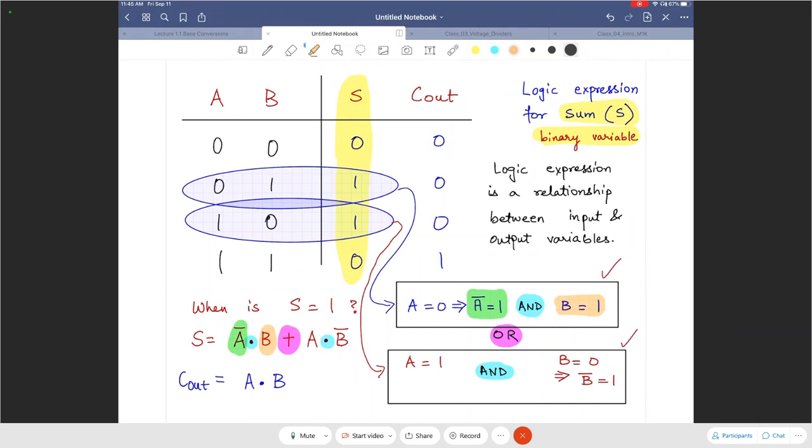And similarly, if you did this for C out, actually it becomes very, very easy, because for C out, you only have one location where C out is 1, right? Only one spot. And for C out to be 1, A and B both have to be 1. So the logic expression for C out is A and B. That's it.